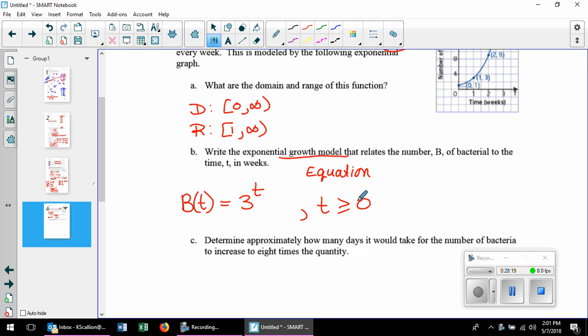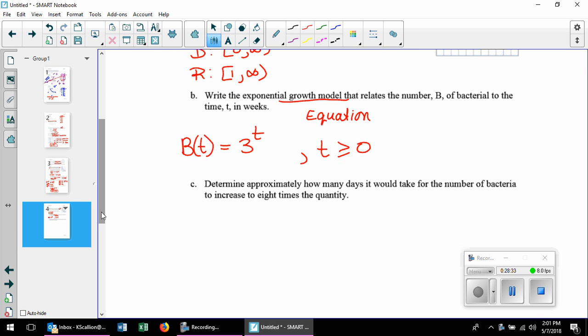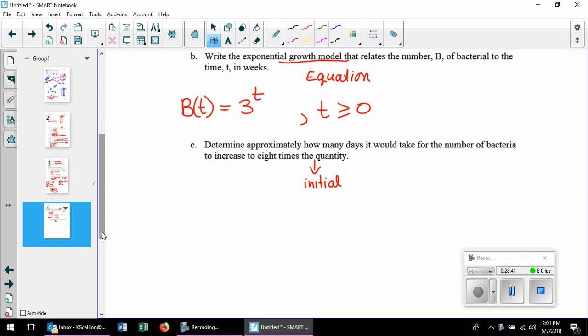It says determine approximately how many days it would take for the number of bacteria to increase to 8 times the quantity. It should say initial quantity. Okay, so what's my initial quantity? What's 8 times that? Woo! That one's hard. Okay, so that would be 8 bacteria equals 3 to the exponent t.